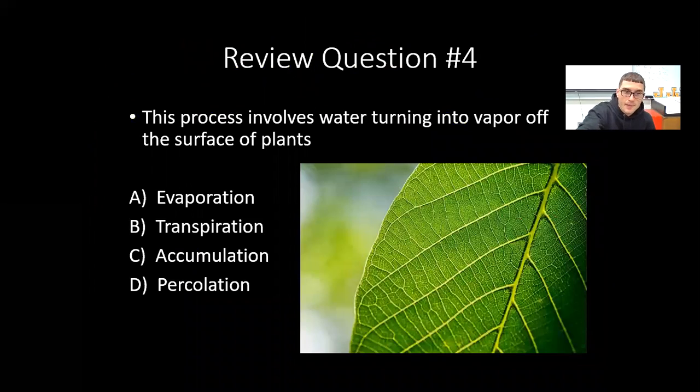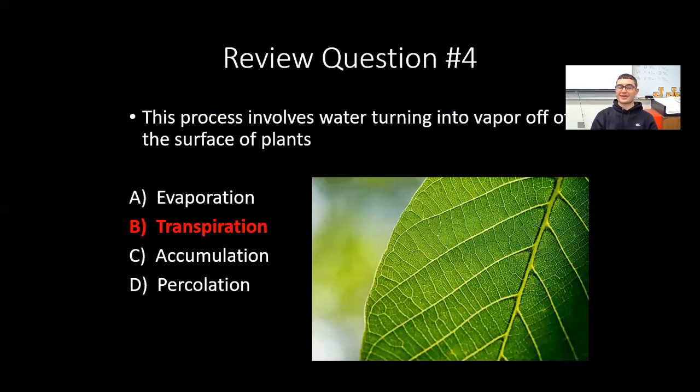Here's our first practice question of the day. Pause the video and see if you get the right answer. This process involves water turning into vapor off the surface of plants. Is it A, evaporation, B, transpiration, C, accumulation, or D, percolation? Pause the video, see what you know. The answer is going to be letter B, transpiration.